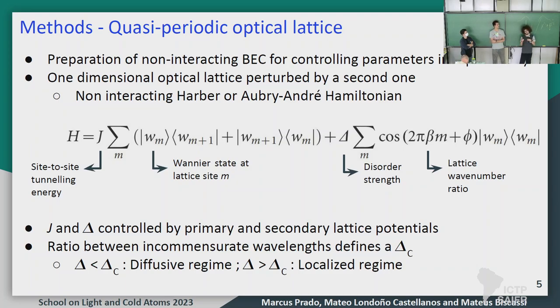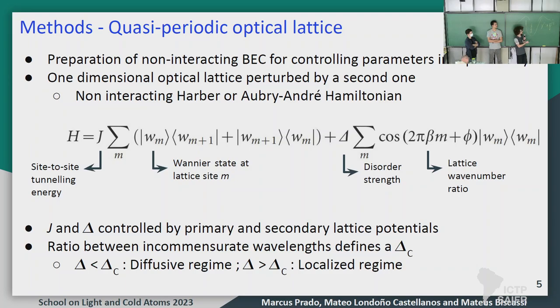First, they create an optical lattice with one laser in a standing wave configuration and then put a second one with another frequency to create the perturbation on the first optical lattice. In this way, they create a one-dimensional optical lattice that is quasi-periodic. This way, considering that the BEC doesn't have any interactions and you have the tight binding regime because of the optical lattice, then you can describe your system by this non-interacting Harper, or the Aubry-André, Hamiltonian.